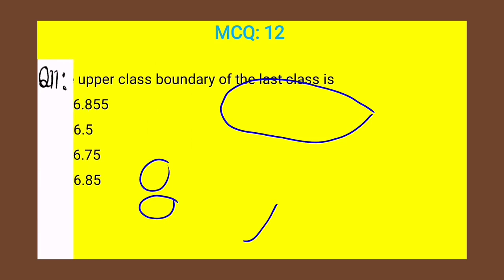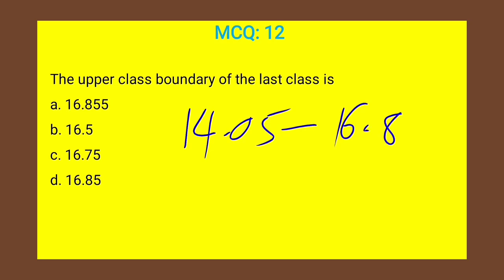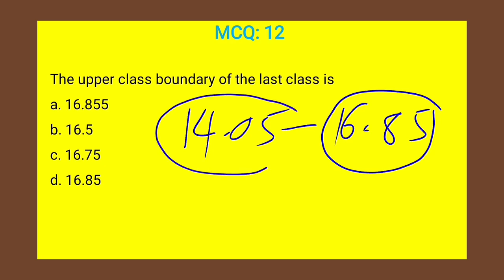Then question 12. We are asked to find the upper class boundary of the last class. Remember, in question 9, we said the class boundary for the last class was 14.05 to 16.85. So the upper class boundary of this class is certainly going to be 16.85, and 14.05 is going to be my lower class boundary.